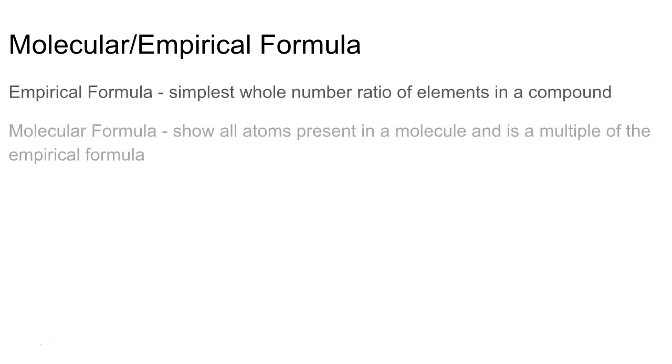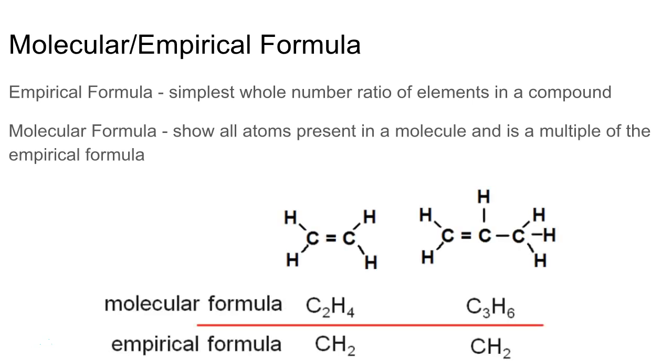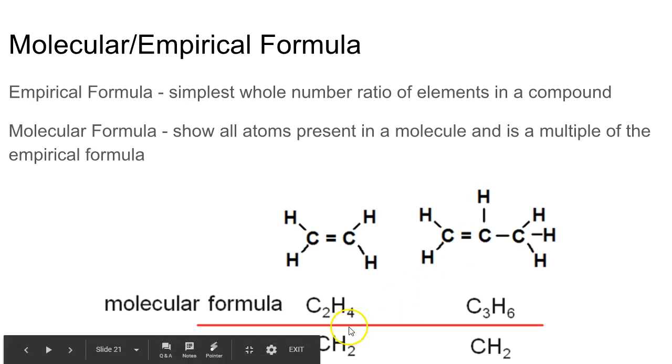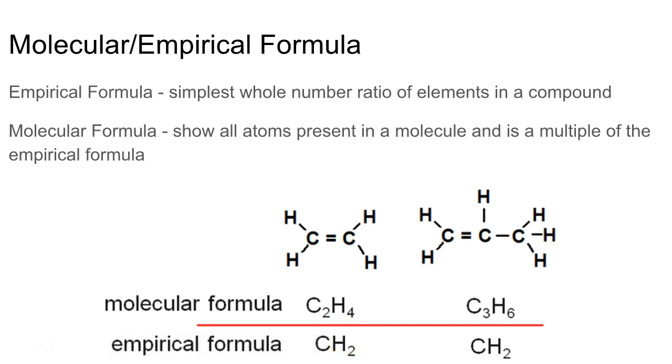Empirical formulas and molecular formulas. Empirical formulas are the simplest whole number ratio of elements. So let's take a look here. Here we can see the simplest ratio is CH2. That is the simplest whole number ratio possible.